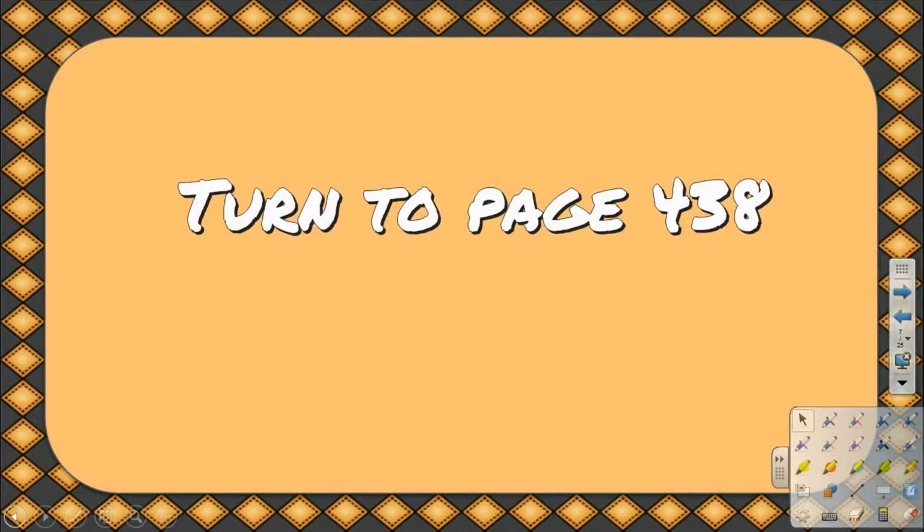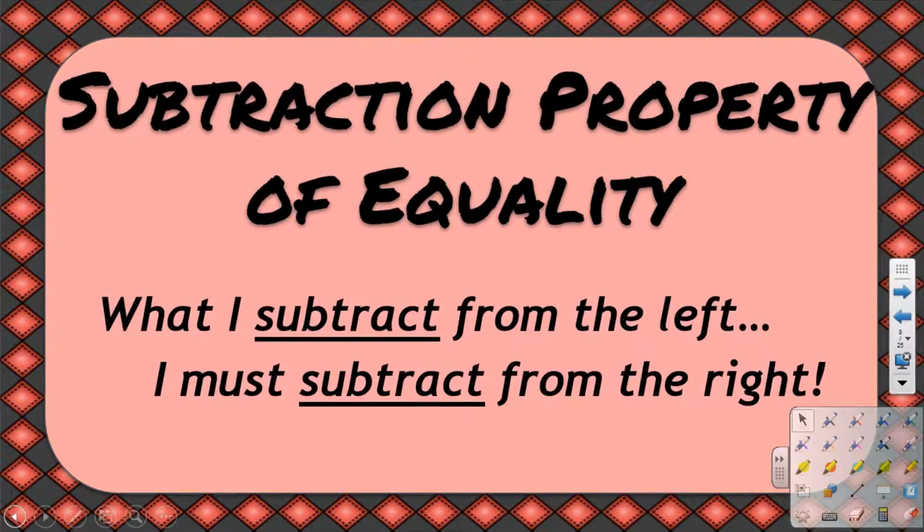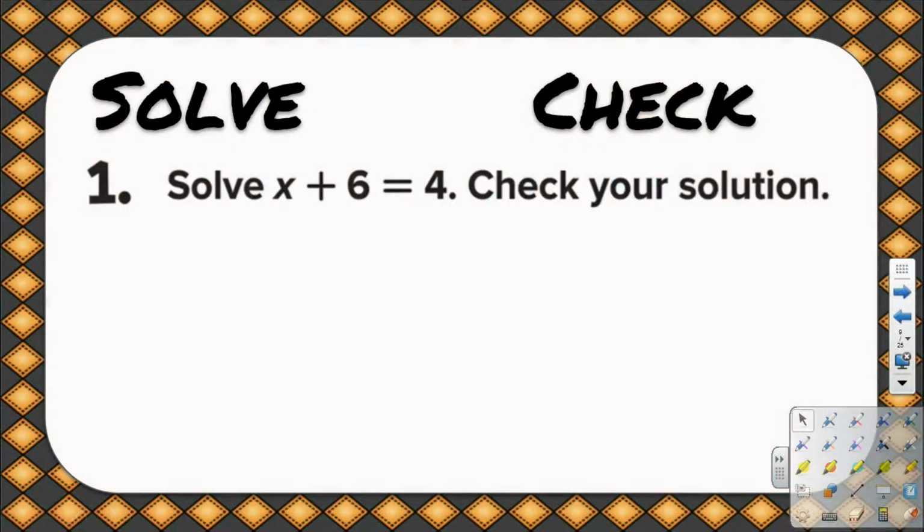All right, we're going to go now to page 438. On this page, we're going to start with the subtraction property of equality. And in this, what we subtract from the left, we must also subtract from the right. And we're going to start with example 1.